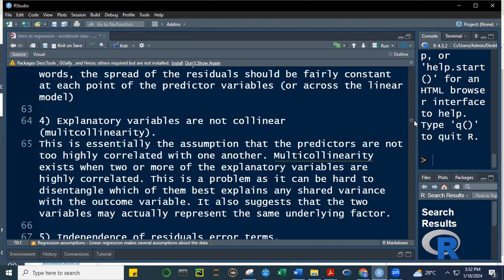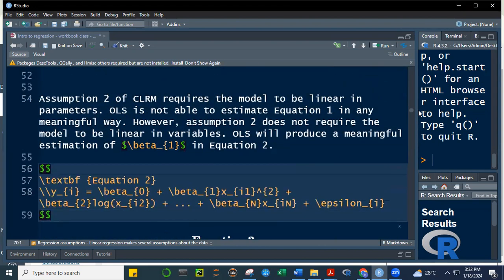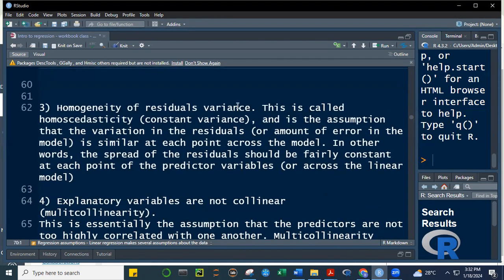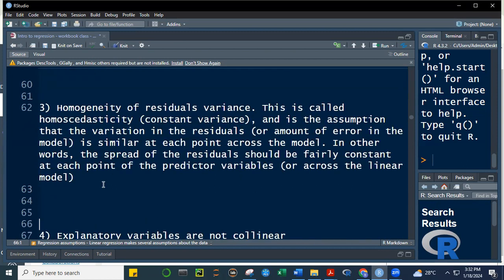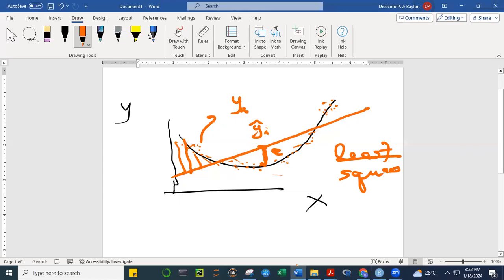All right, there are other assumptions. Number 3, homogeneity of residuals variance. What does that mean, class? Homogeneity means the residuals, in their distribution, should have constant variance. So what do we mean by that? Let me go back to Word.